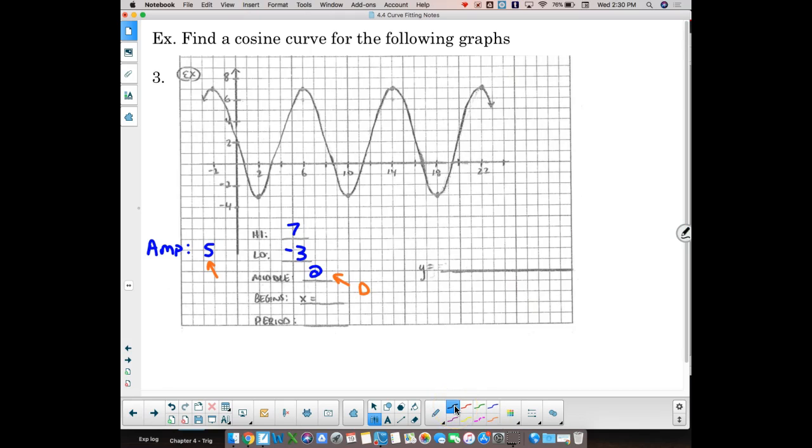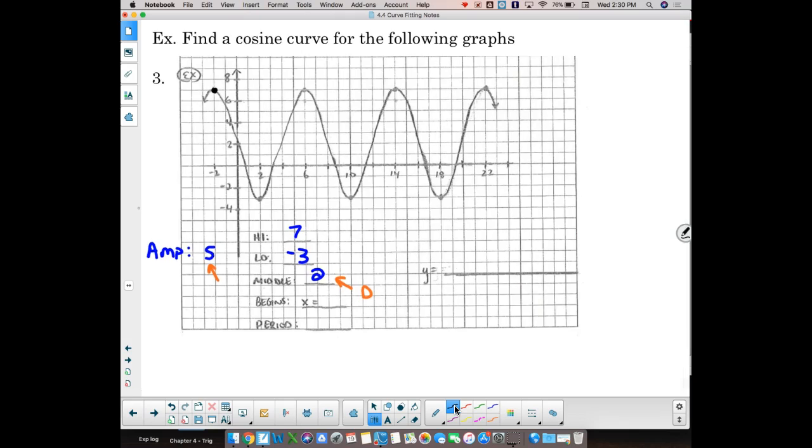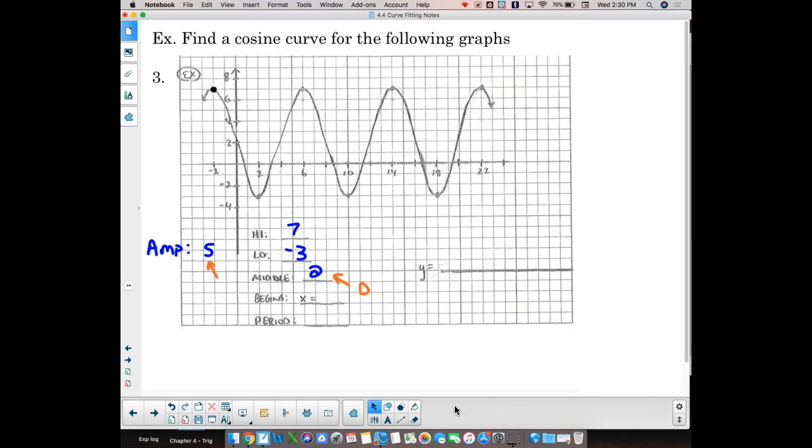If I start here, cosine starts on high. So that would be my start at negative 2. Come on, smartboard. If I start at negative 2, oops, I'm going to move this D. If I start at negative 2, then I would end at 6, which means my period is 8.